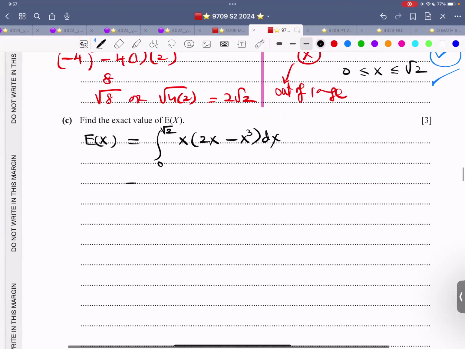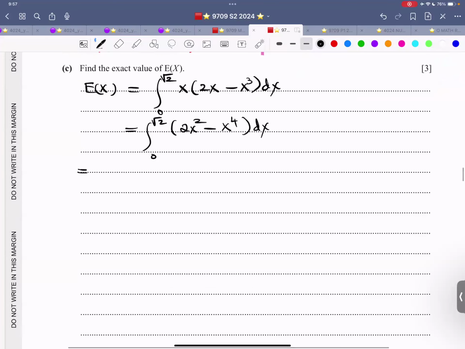First multiply, then integrate. That is root 2, the integral of 2x squared minus x to the power 4 dx. And now integrate. No, we are integrating, so remove this integral sign. That is 2x cubed over 3 minus x to the power 5 over 5, between the limits 0 and root 2.